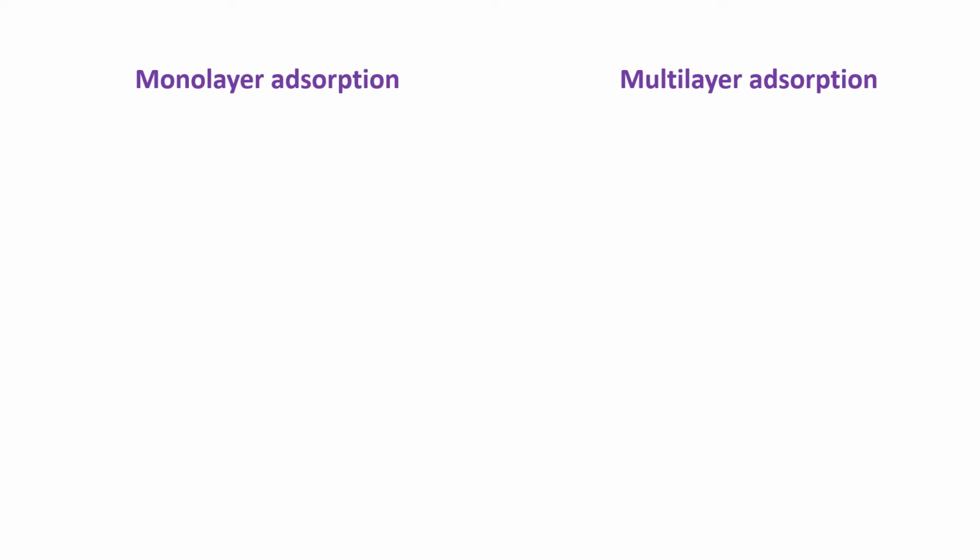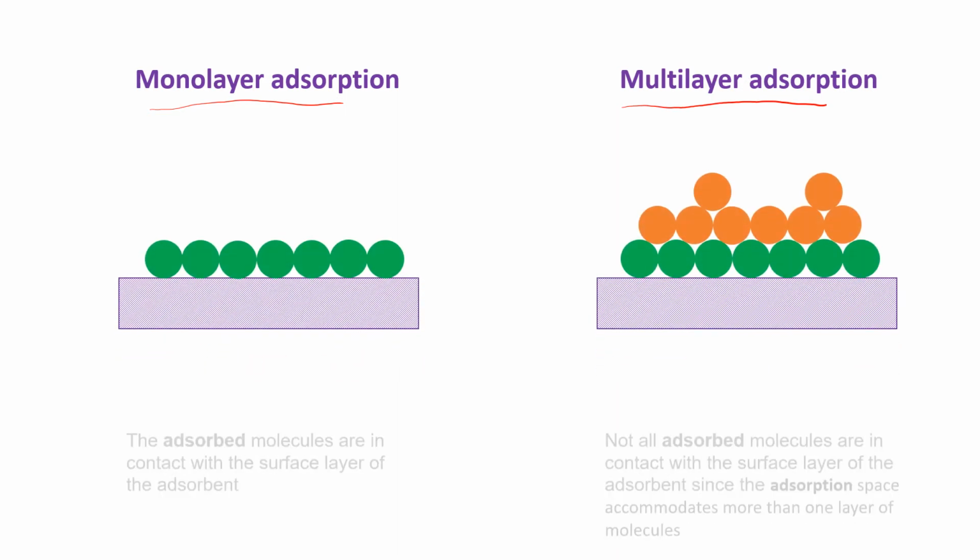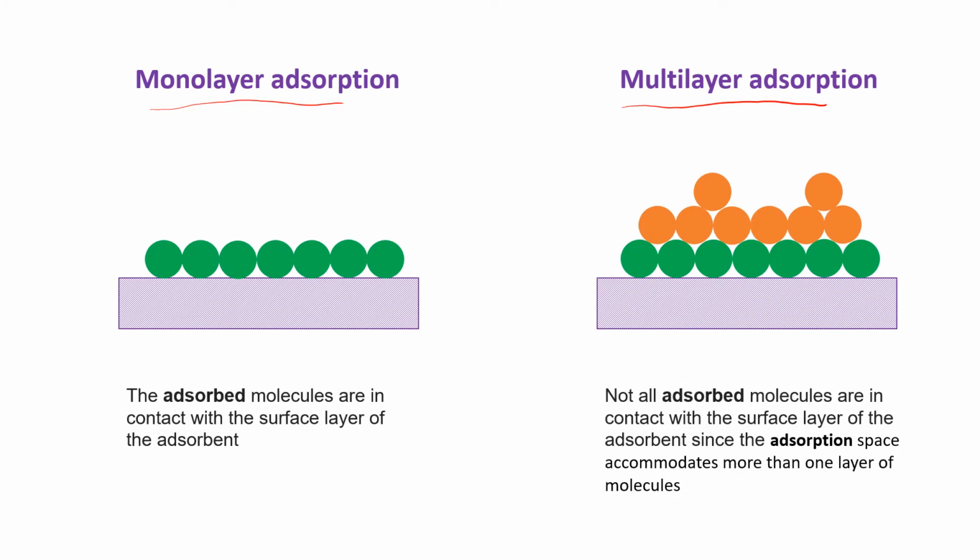There are two kinds of adsorption happen in a system. The first one here, we have monolayer adsorption, and we have also multilayer adsorption. What is monolayer and multilayer adsorption? Here on monolayer adsorption, the adsorbed molecules are in contact with the surface layer of the adsorbents. So here only we have a single layer of the adsorbate and adsorbents contact.